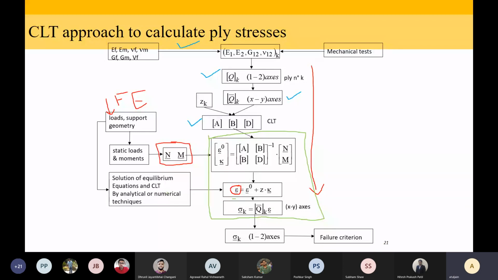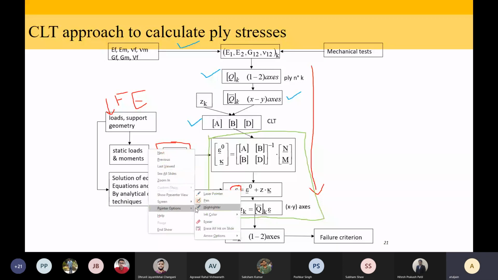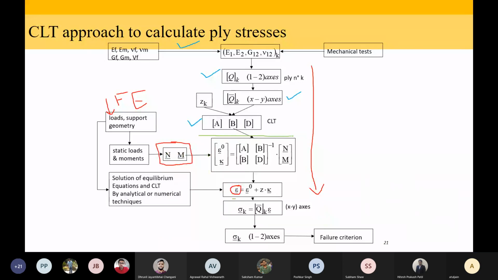If the load and the moment are given to you, you have to calculate the strain and curvature. Using the strain and curvature, you have to calculate the stress. Actually, sorry, this can be one. This green box can be your next part. You can write your code to do this. And failure criteria is something that we will learn in the next few weeks. So you will be able to do everything.